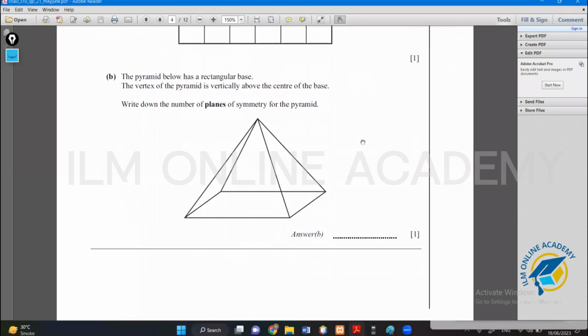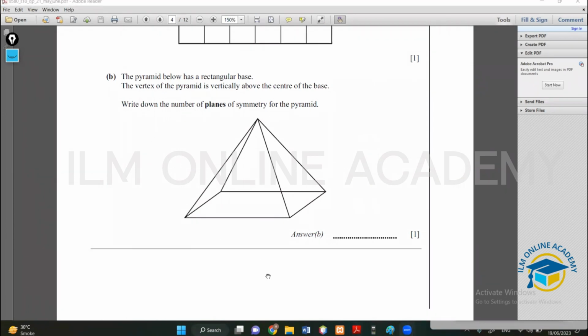Now coming over to part B. In part B, they're saying that the pyramid below has a rectangular base and the vertex of the pyramid is vertically above the center of the base. So what they are saying is that the given pyramid has a rectangular base and the vertex is just above the center of the base. Now they're saying, write the number of planes of symmetry for the pyramid. So okay, here you have to understand some things.